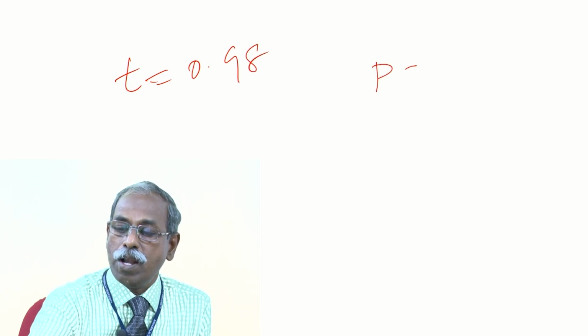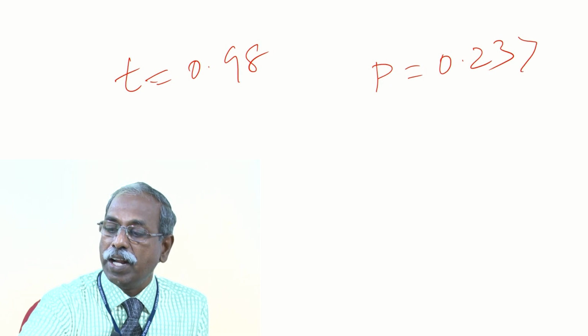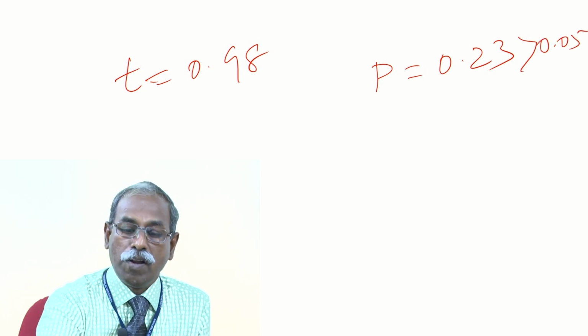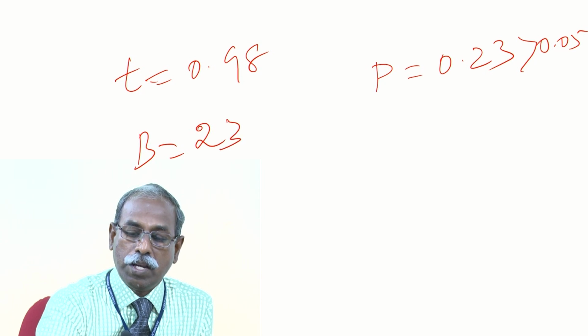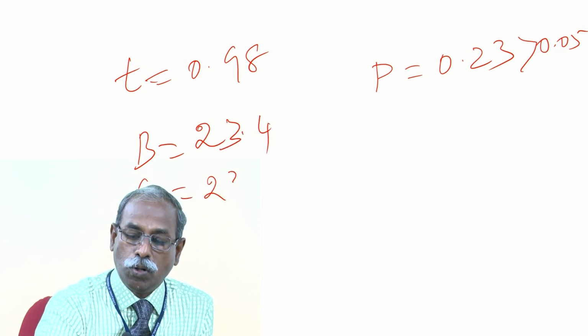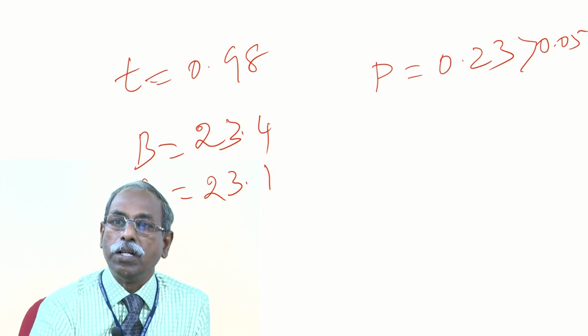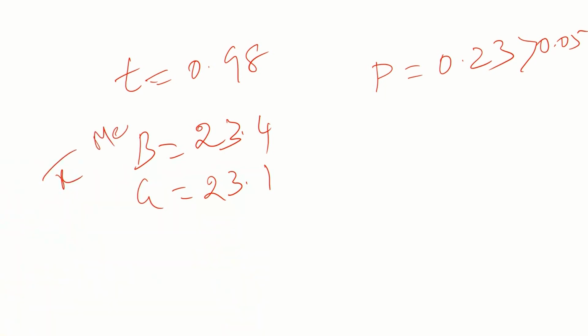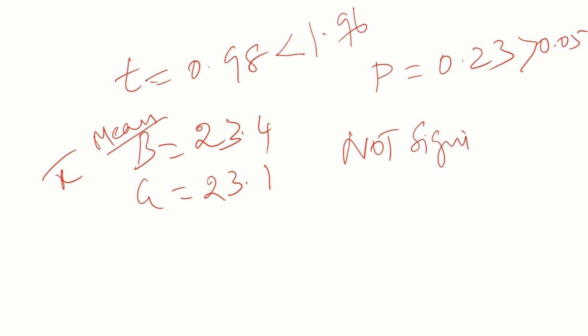Or otherwise, suppose the t value is 0.98 and the p value is 0.23, which is greater than 0.05. When you consider the boys, their mean score is 23.4 and the girls' mean score is 23.1. Here the boys and girls obtained nearly equal means. That is why the t value is very small, less than 1.96, and the p value is greater than 0.05. This is called not significant.